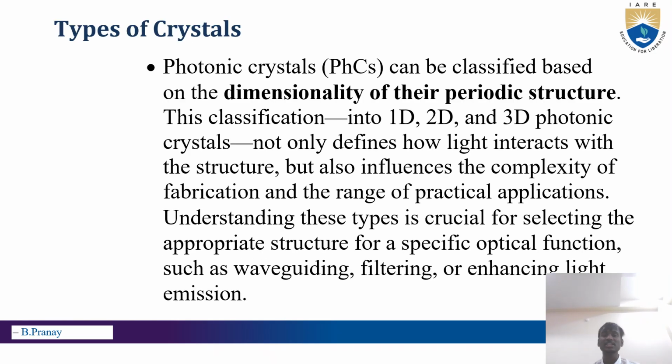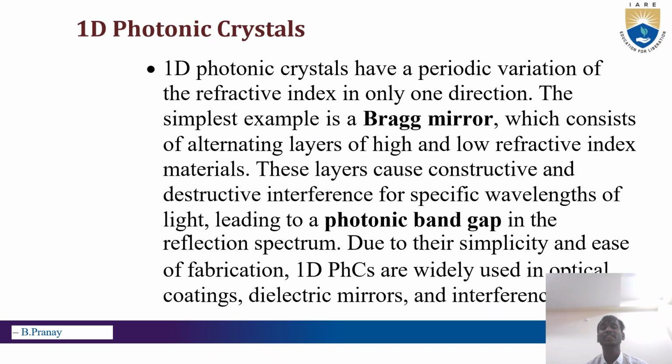Types of crystals. Photonic crystals are divided into 1D, 2D and 3D crystals. This not only defines how light interacts with the structure but also influences the complexity of fabrication and the range of practical applications. Understanding the types is crucial to help choose the appropriate structure for a specific optical function such as waveguiding, filtering, or enhancing light emission.